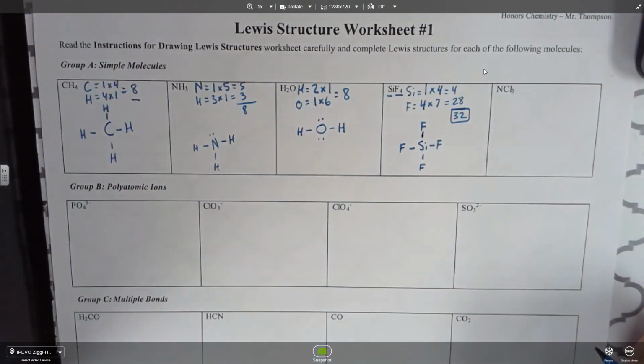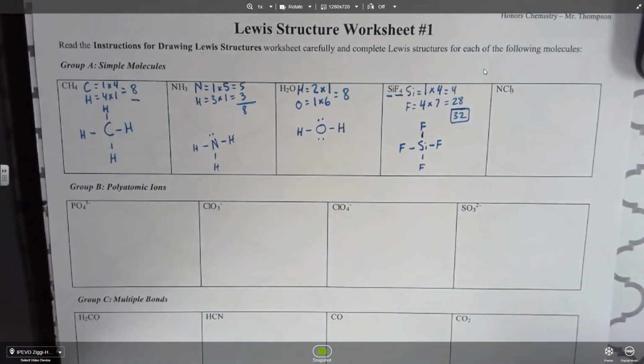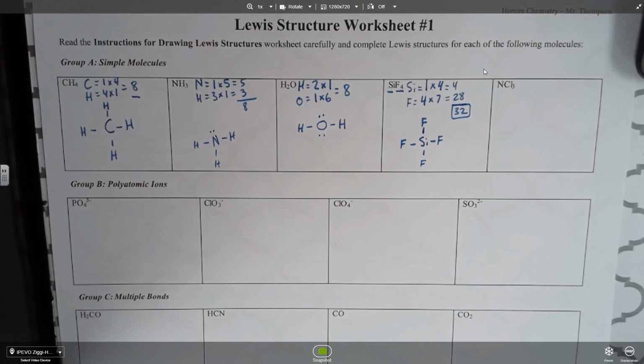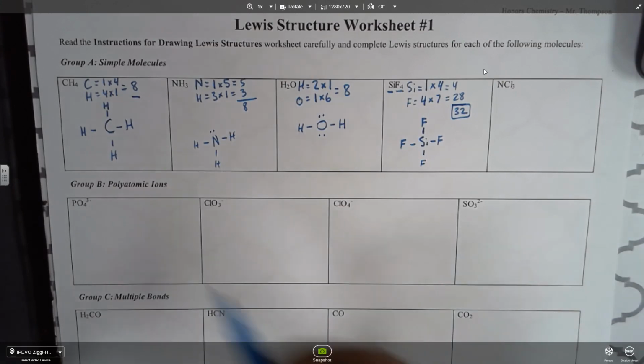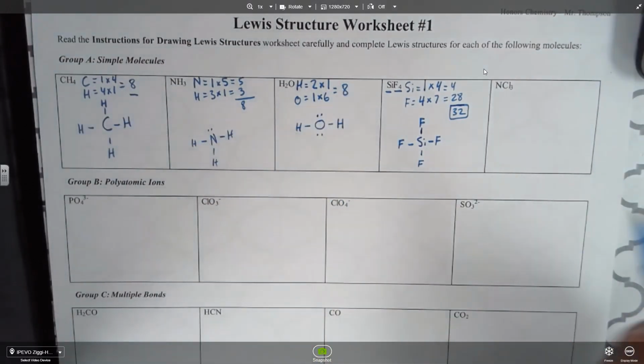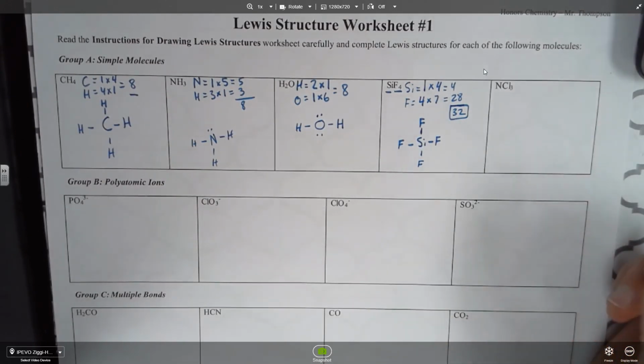Now, if you look here, I need 32. I only am connected to 8. 2, 4, 6, 8, okay? You need to make sure, I didn't mention this in this video, but I did yesterday, either in person, if you watched it in person, or you watched the video, that every element needs 8 around it except for hydrogen. And we can see carbon has 2, 4, 6, 8 around it. Nitrogen has 2, 4, 6, 8 around it. Oxygen has 2, 4, 6, 8 around it. Silicon has 2, 4, 6, 8 around it, so it doesn't need any more. But these fluorines do. They need 8 electrons around each fluorine.